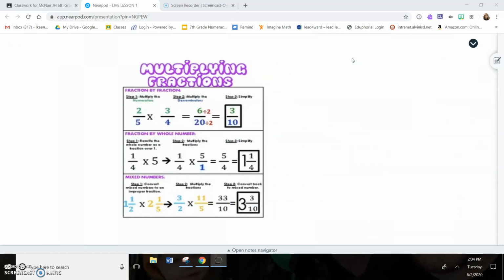Okay, this is just a multiplication review page of everything we've talked about today. We talked about multiplying a fraction by a fraction. We've talked about multiplying a fraction by a whole number. And then we've talked about mixed numbers and multiplying those.